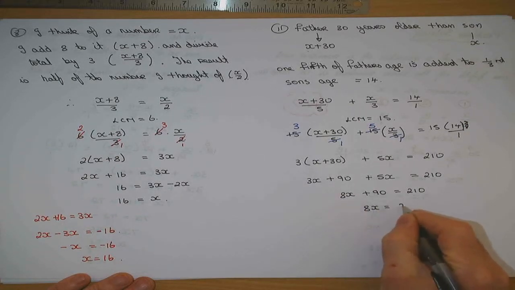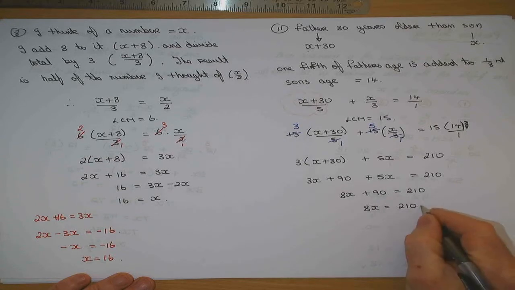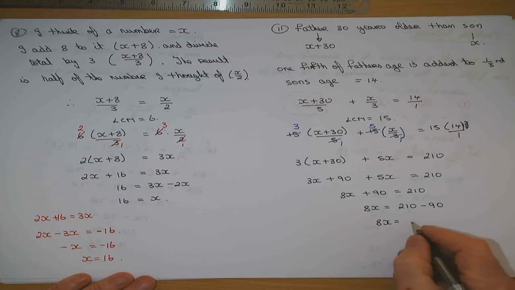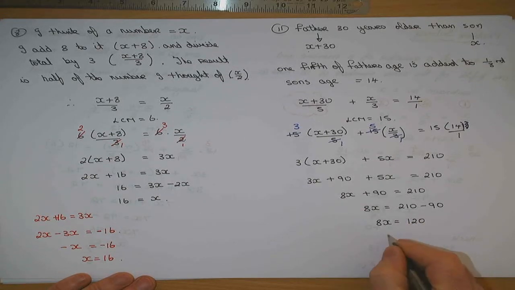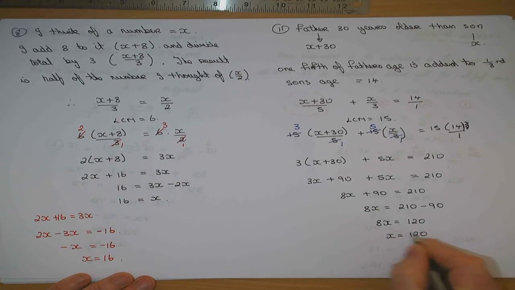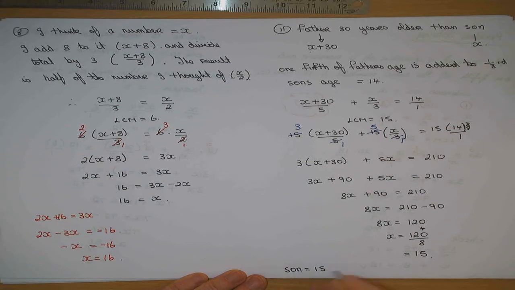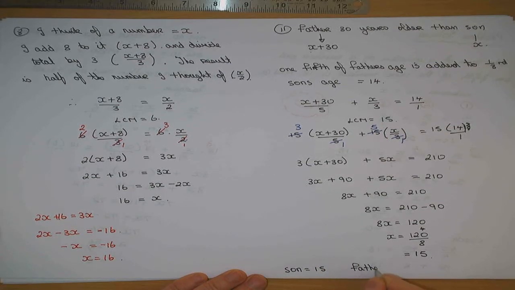8x is equal to 210. Bring addition over, subtraction. 8x is equal to 210 minus 90, 120. X is equal to 120 over 8. Multiplication becomes division: the 8 will go into 12 once and 4 over. 8 into 40, 5. So now at this stage the son is 15. What's his father? That's the way they are at that moment.